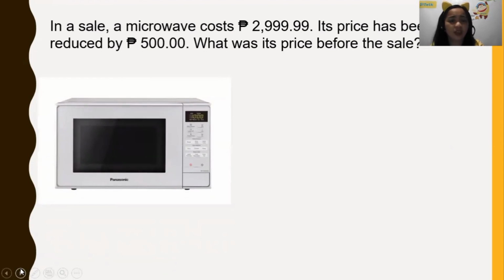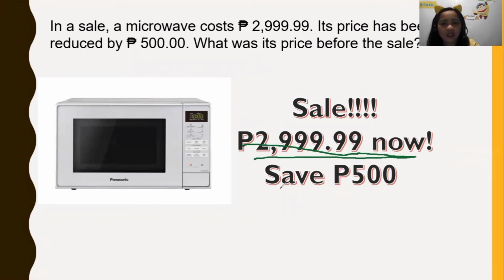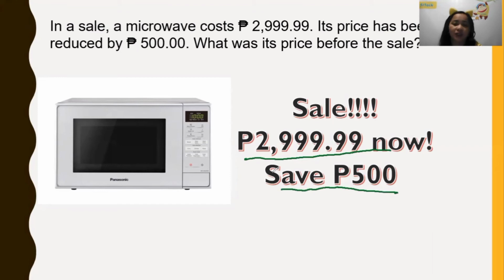During a sale. Ibig sabihin, bumaba yung price niya. And it cost 2,999 pesos now. Ito na yung price niya. And then, it has been reduced by 500. Nakasave ka daw ng 500 pesos. Again, the price of microwave now is 2,999 pesos and 99 centavos. The price has been reduced by 500 pesos. What was its price before the sale? So, magkano ito bago pa nagkaroon ng sale? So, that is problem number 1.